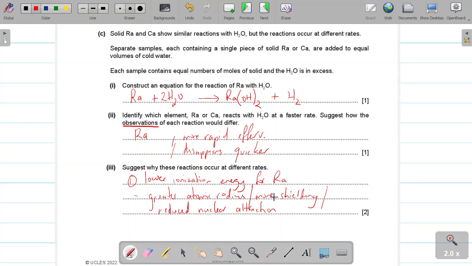Alternatively, what a student could say is that yes, the ionization energy is different, but this also leads to the activation energy of the reaction being different. And because of its lower activation energy, the proportion of particles with energy greater than the activation energy would be higher in the case of radium, so you will have more effective collisions. So these are two possible paths one could take in attempting to answer this question.